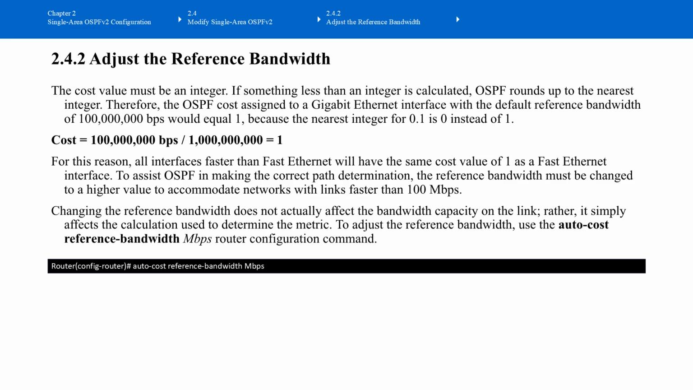So in the router configuration mode of a router, you can enter auto-cost reference-bandwidth and then the value in Mbps. When we change the OSPF reference bandwidth, we should configure the same value on every OSPF router. For a network with gigabit Ethernet, we can set the reference bandwidth to 1000 megabits per second.